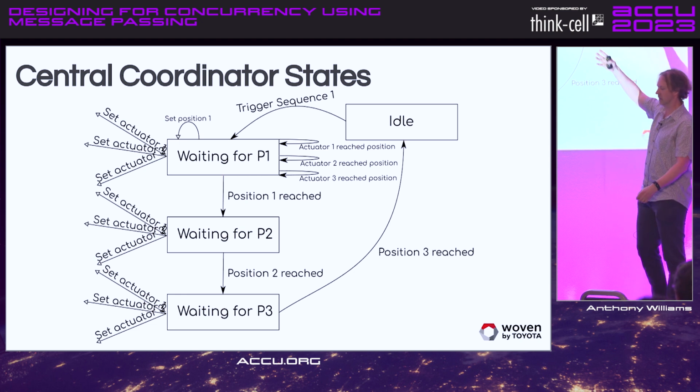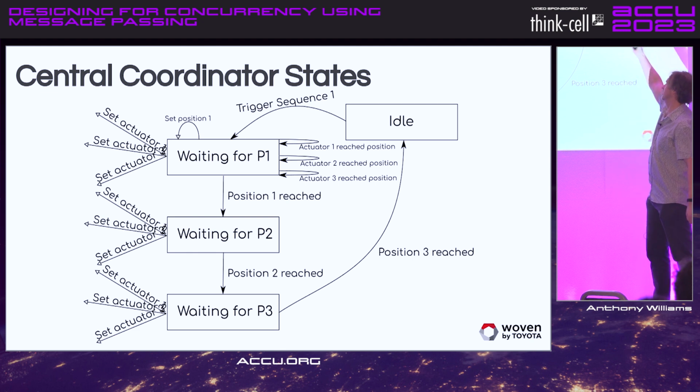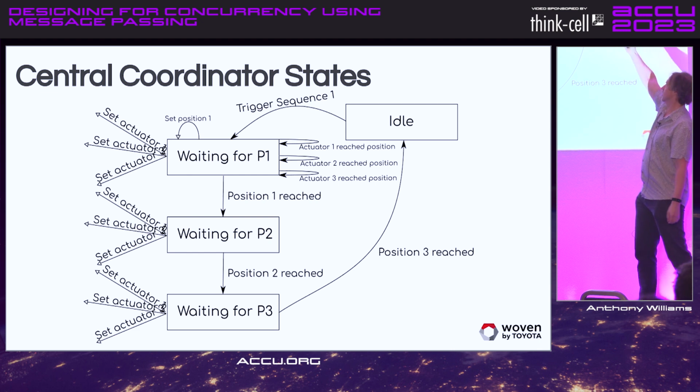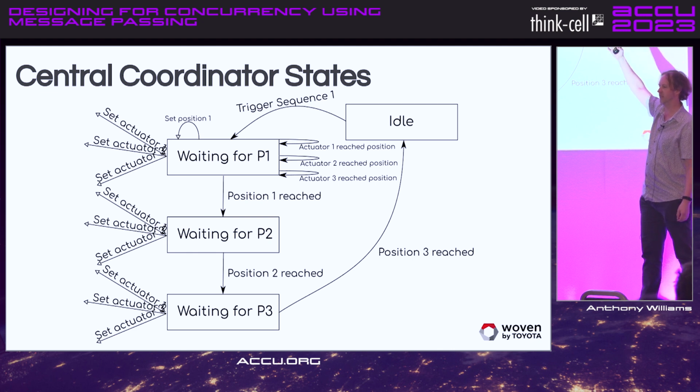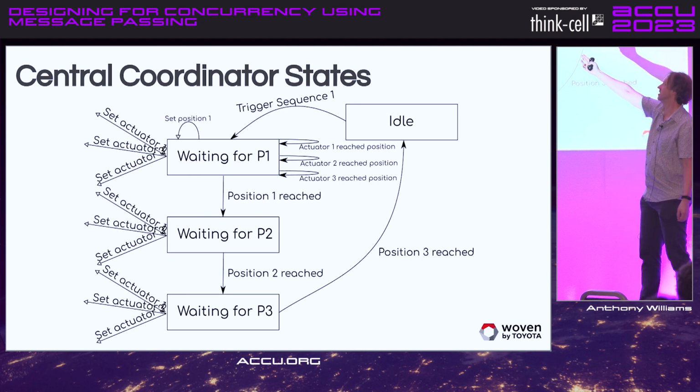So we look at our bigger state machine diagram. We might have an idle state where the robot's not doing anything. We receive a message to say we're going to trigger sequence 1, and the first step is going to be waiting for position 1. It's going to send messages, set position 1. We're going to send messages to the actuators to set the right positions.